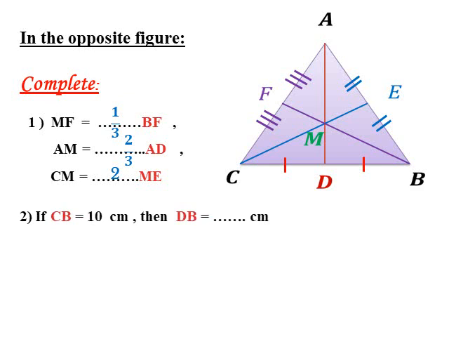Another example for that. If CB is equal to 10 centimeters, all of CB is 10 centimeters. What about BD? D here is the midpoint. So BD equals 5 centimeters. What else? MF equals 3, from M to F is 3. What about FB?